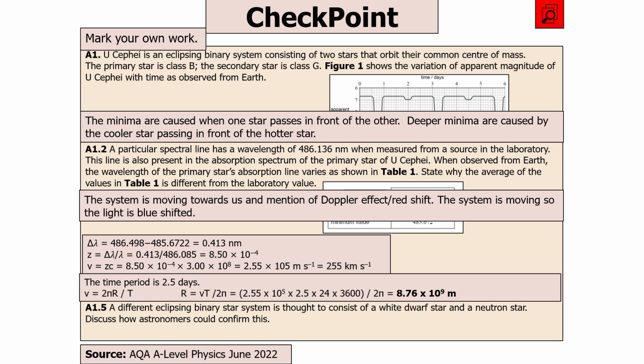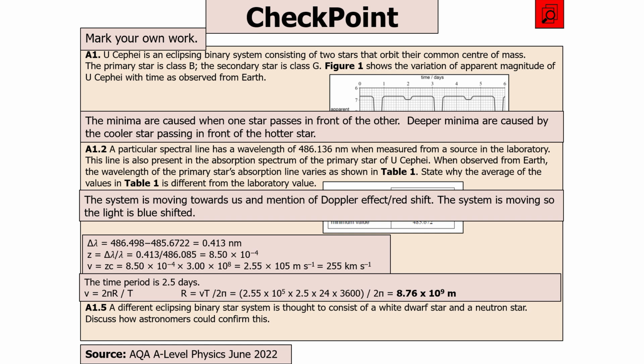We know from the gravitational field unit that v is equal to 2 pi r over T. It's just going to be the circumference over the time for the velocity. So therefore r is equal to vT over 2 pi. Pop in all the numbers. Remember to turn our time from days into seconds, and we get 8.76 times 10 to the 9 meters.